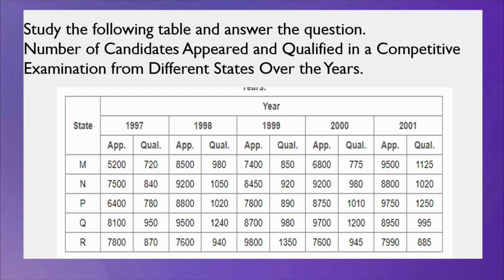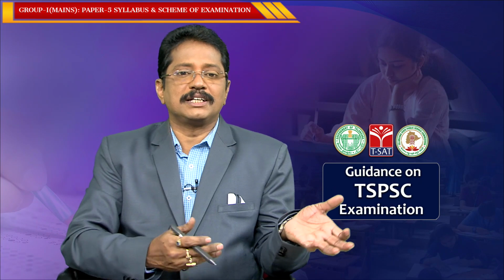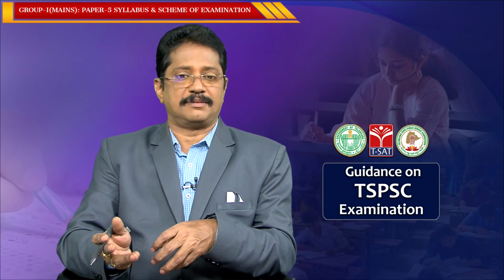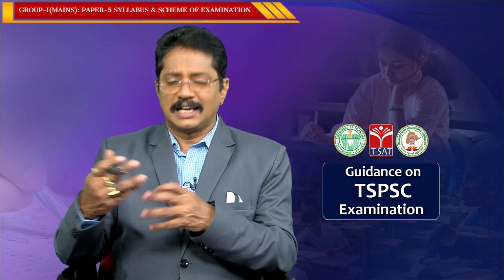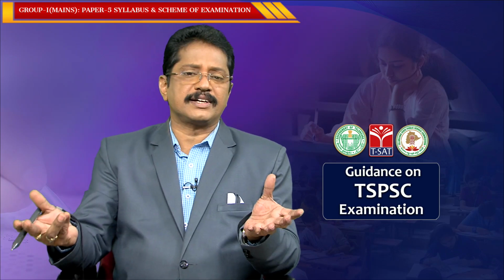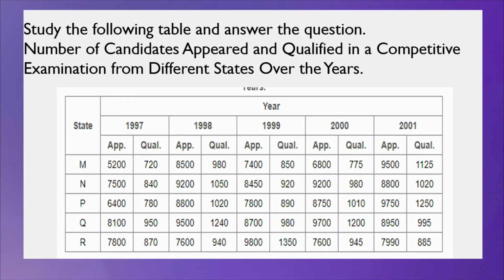For example, take a Group 1 service examination, the prelims examination. How many appeared, how many qualified for the exam? Another example is the National Talent Search exam, many competitive examinations. They collected the information and framed it as a table, given here for 1997. M, P, Q and so on are states. Of course, there are 5 states for which information is given. Now we will see what the question is.